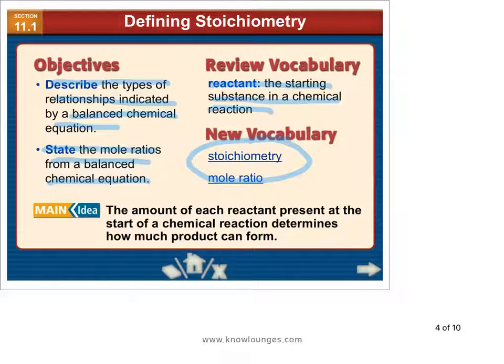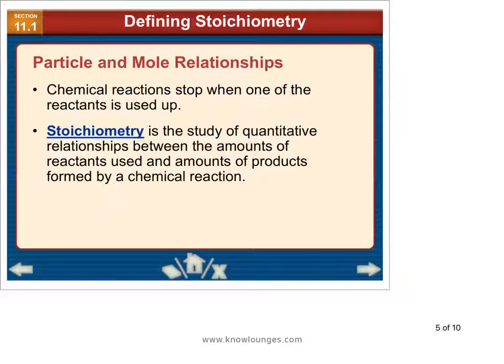Main idea for this section: the amount of each reactant present at the start of a chemical reaction determines how much product can form. First part we'll look at particle and mole relationships. Chemical reactions will stop when one of the reactants is used up.